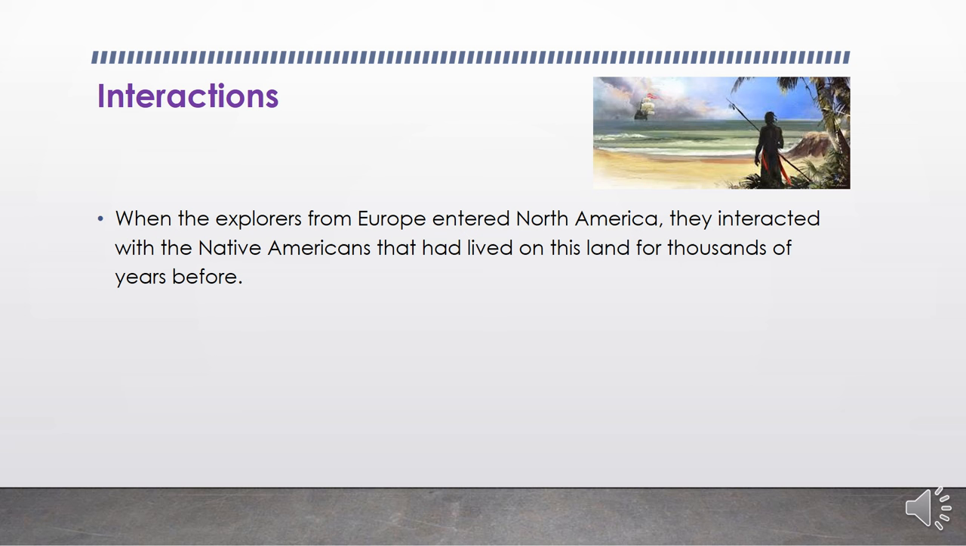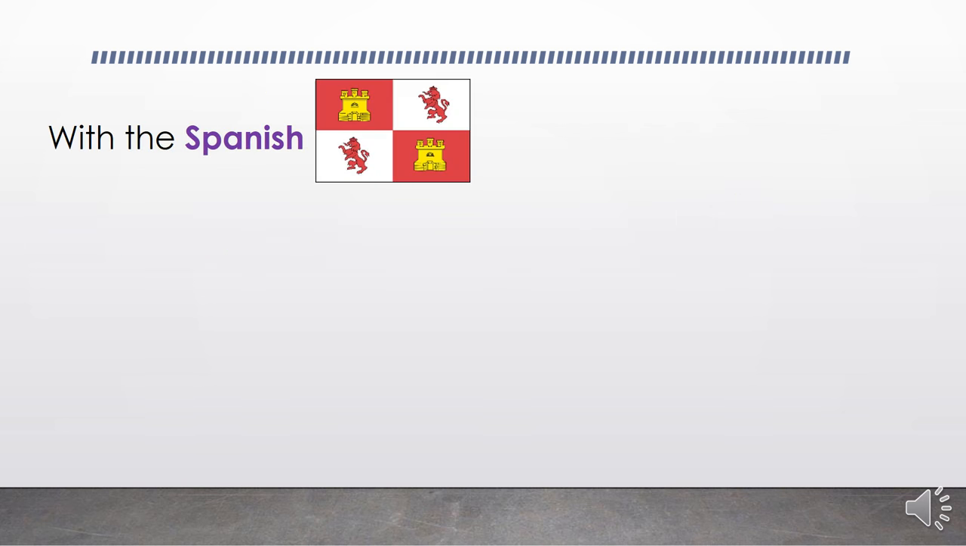Today's homework video lesson title could be Interactions. When the explorers from Europe entered North America, they interacted with the Native Americans that had lived on this land for thousands of years before. We're going to talk about the three groups that came over. We're going to talk about the Spanish.